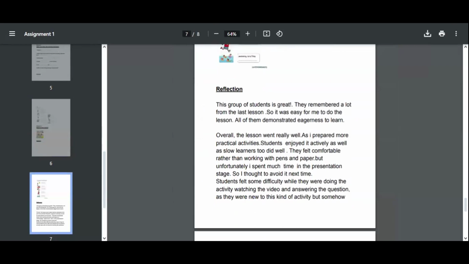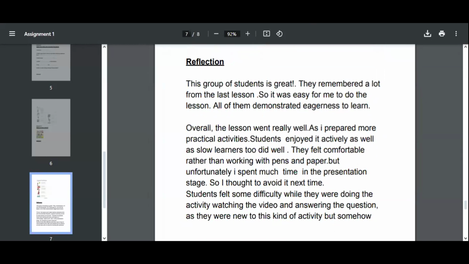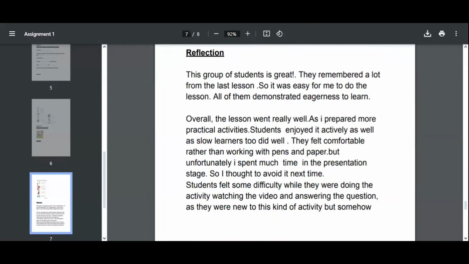Reflection I have given. This lesson plan I have already done with grade 6. Can you please enlarge it, Salma? Okay, shall I read it, ma'am? No need, actually. Yes, please quickly go through. Okay, this group of students is great. They remembered a lot from the last lesson, so it was easy for me to do the lesson. All of them demonstrated eagerness to learn. Overall, the lesson went really well. As I prepared more practical activities, students enjoyed it actively, and slow learners did well too.